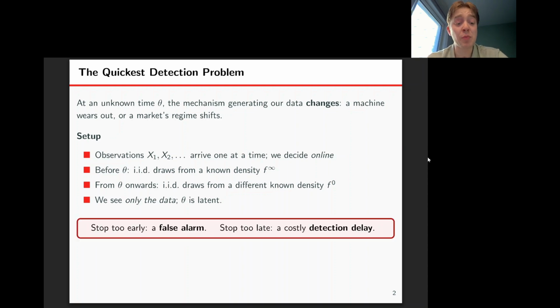Now this can introduce two problems. Either we stop the mechanism too early and we have a false alarm that might cause a penalty, or we stop the mechanism too late and we have some sort of costly detection delay. And so we want to generate a theory that tries to minimize one of these two errors.